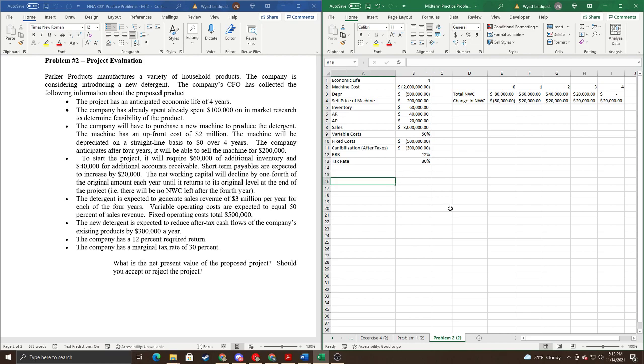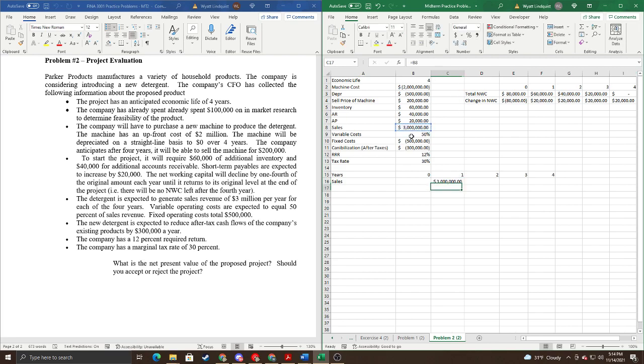So first, we are going to create our years. So we'll have years, we'll have 0, 1, and we'll just use the shortcut to copy it all the way out to 4. And then we're going to have sales. So sales in year 0 are going to be none. We have no sales before the project even starts, but sales will be $3 million, and we're going to hit F4 to make them the same throughout. And so we're going to have sales of $3 million.